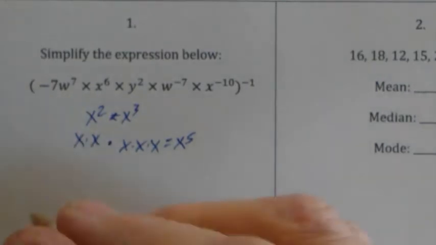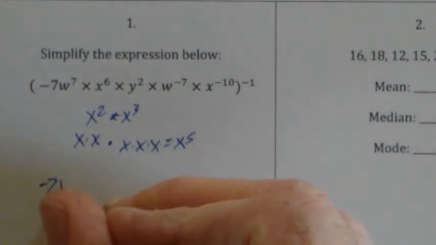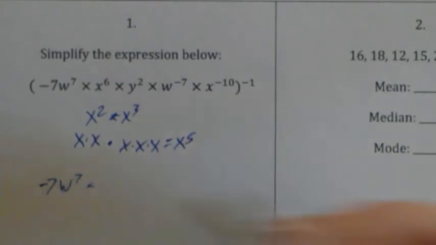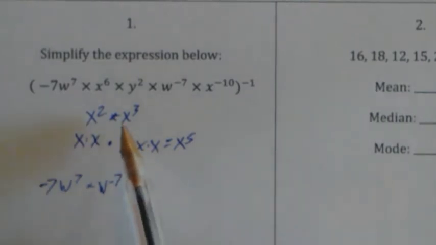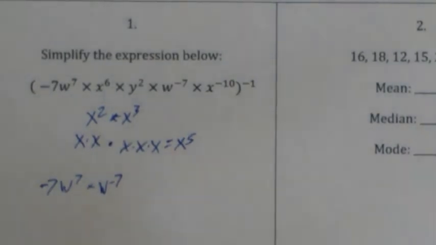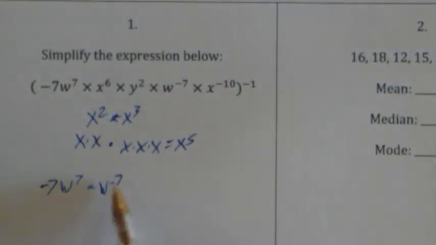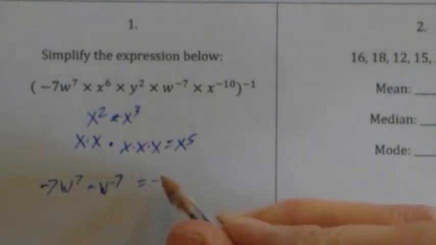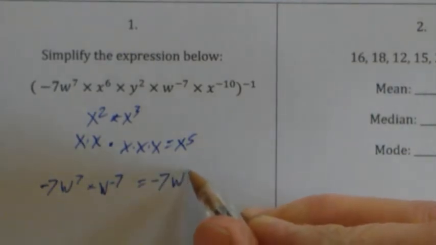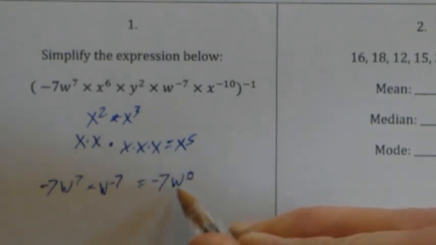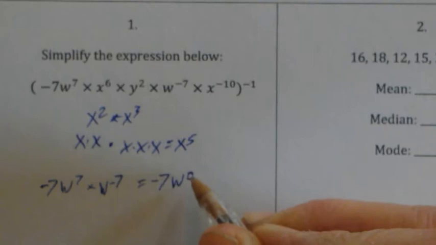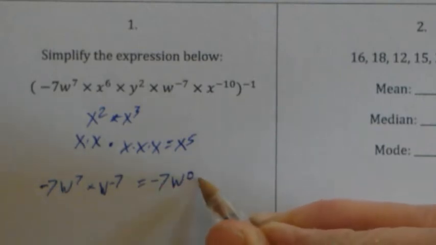So we have negative 7w to the 7th times w to the negative 7th. So what was my rule? You add the exponents. Even when one of them is negative, you're going to add the exponents. Okay, 7 and negative 7 is 0. So you end up with negative 7 times w to the 0. And any number raised to the 0 power is equal to 1. That's a special rule for the exponent 0. When you raise anything to the 0, it doesn't matter what it is, it's 1. So this is equal to just negative 7.